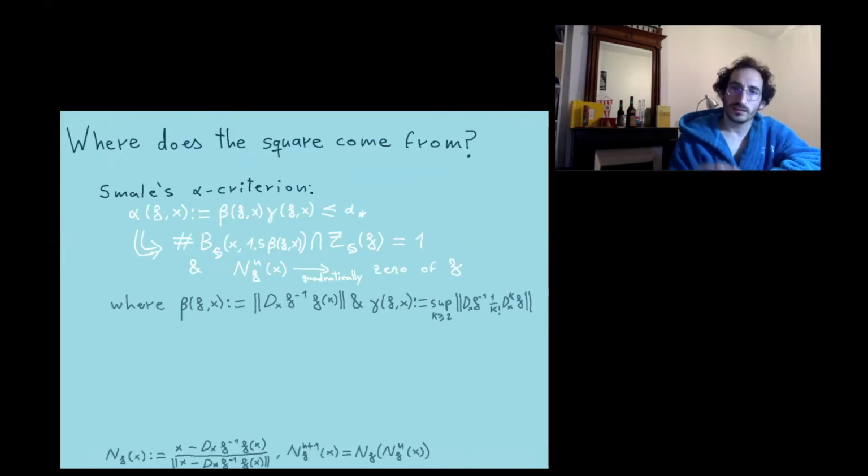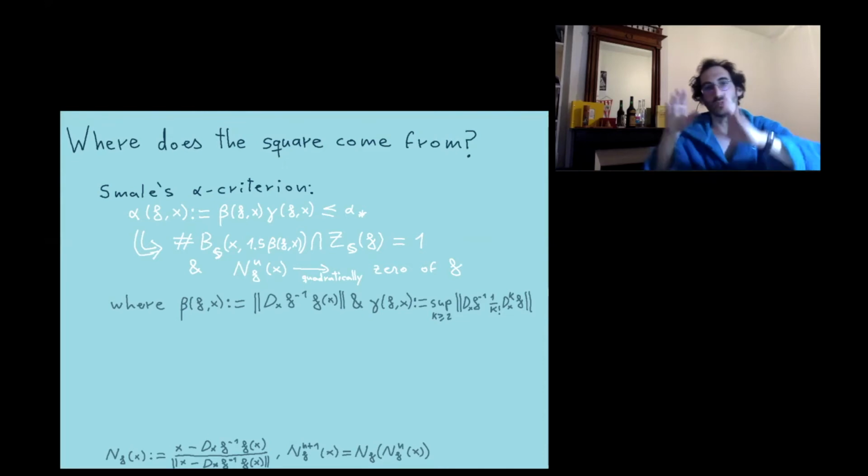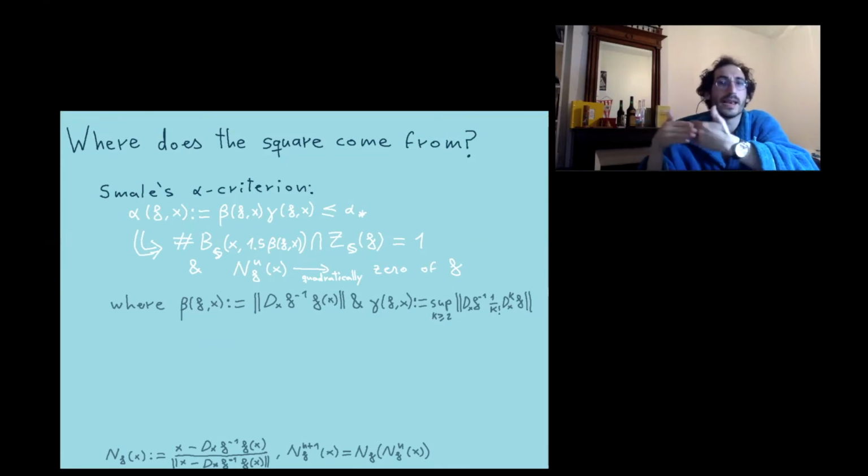So let's recall Smale's alpha criterion. In Smale's alpha criterion, we have alpha, beta, gamma. Alpha is equal to beta times gamma. Beta is equal to the norm of the inverse of the tangent map times the evaluation of f at x. You should think of beta as the length of the Newton step. And gamma, you should think of it as some kind of regularity of the function at a given point.